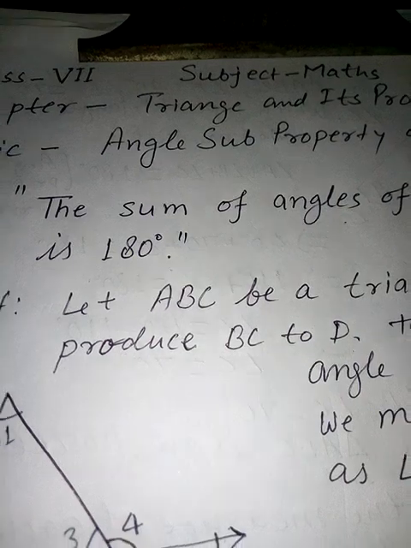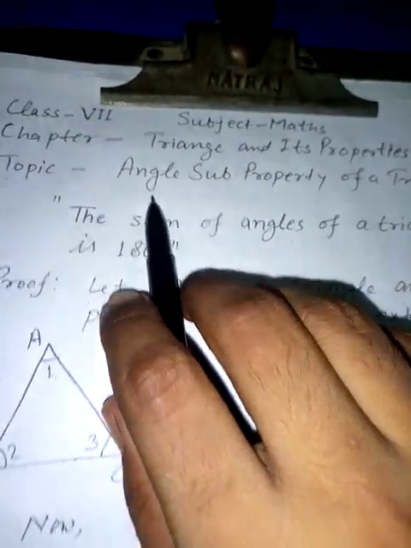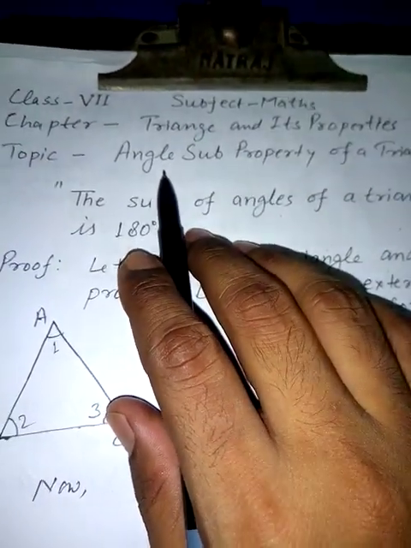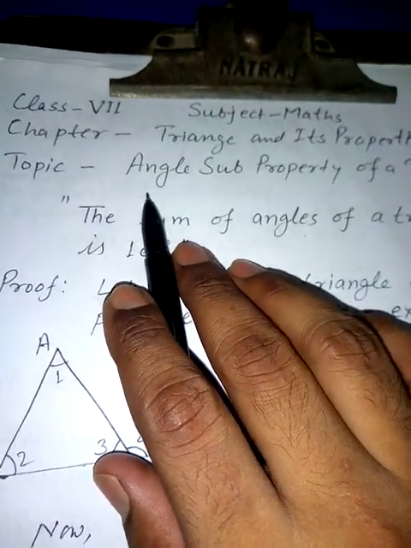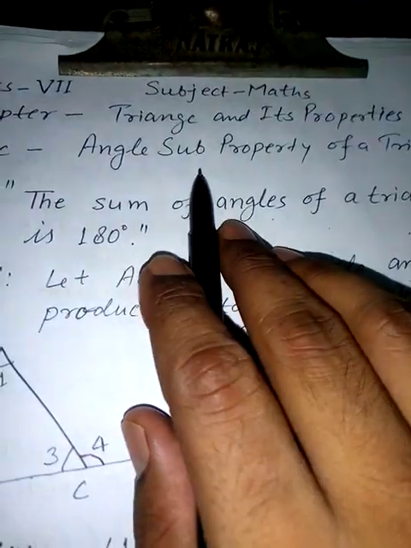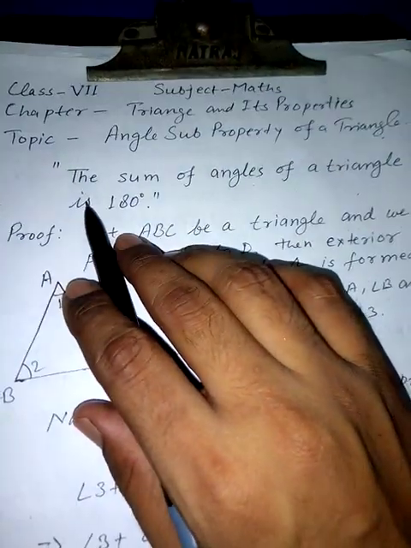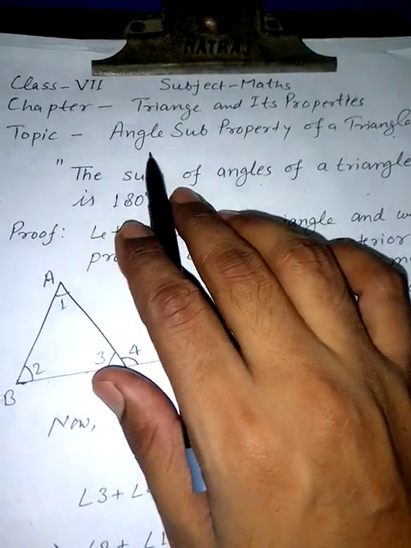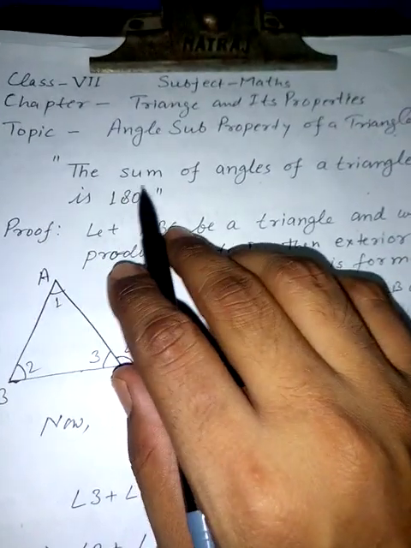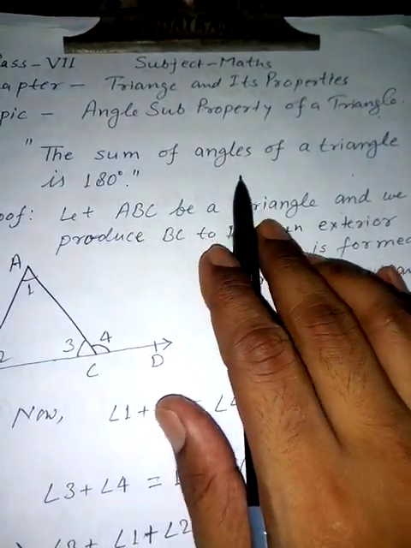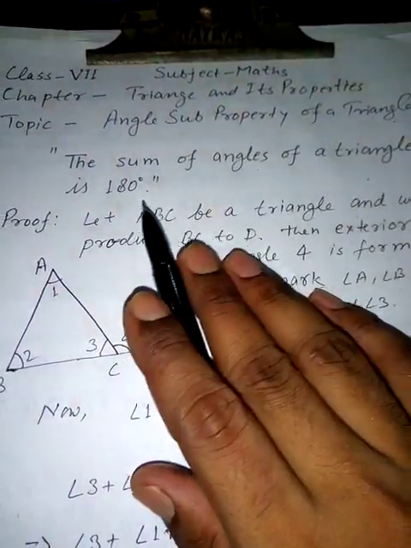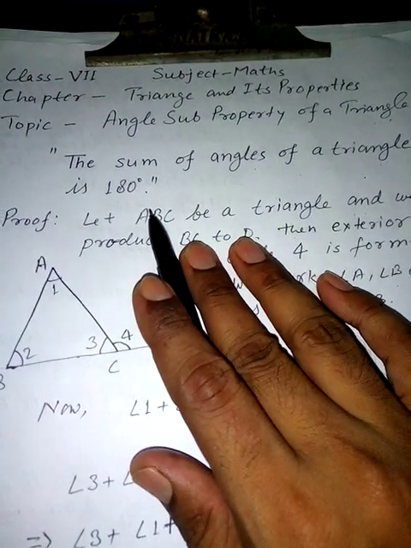So take a look at this. Students, here the topic is angle sum property of a triangle. This property says the sum of angles of a triangle is 180 degree.